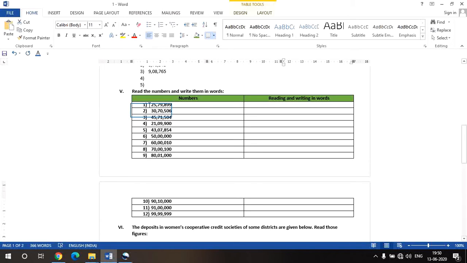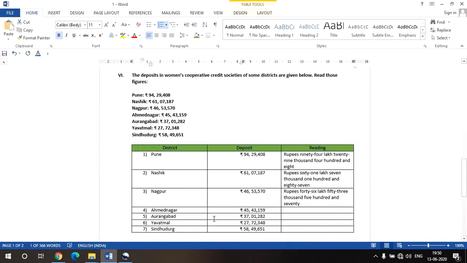25,79,899 is written as 25,79,899. 30,70,506. This is written as 30,70,506. Third one. 45,71,504 is written as 45,71,504. Remaining questions you will have to solve on your own and write their spellings on this column.